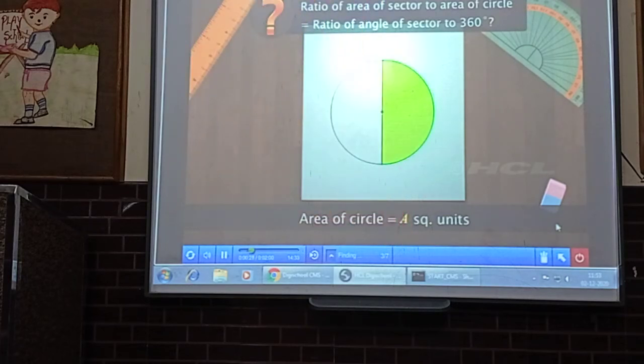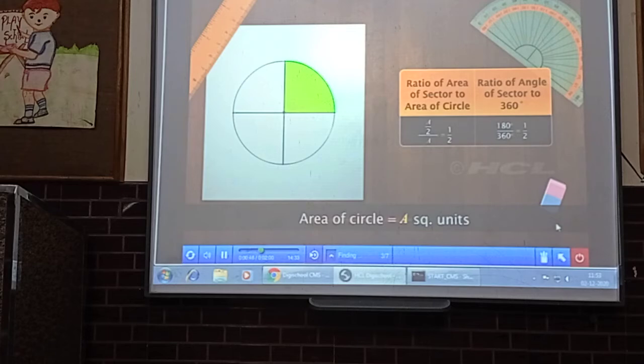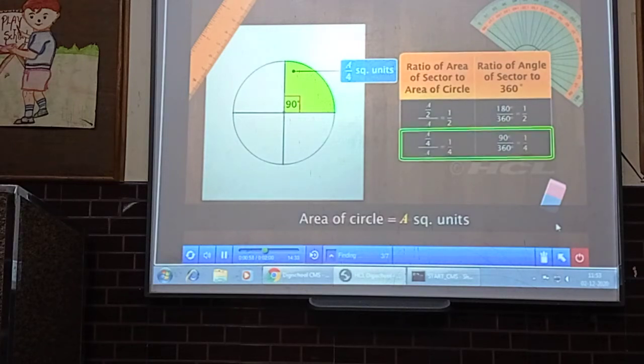When the sector is a semicircle, the area is half of the area of the circle, and the angle made at center is half of 360 degrees, which is 180 degrees. As you can see, the ratio of the area of the sector to the area of the circle is the same as the ratio of the angle of the sector to 360 degrees. Next, this sector is a quadrant, and its area is 1/4 of the area of the circle. The angle of the sector is 90 degrees. Again, you can see that the ratios are equal.